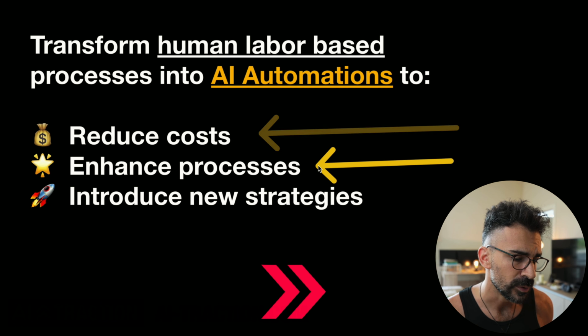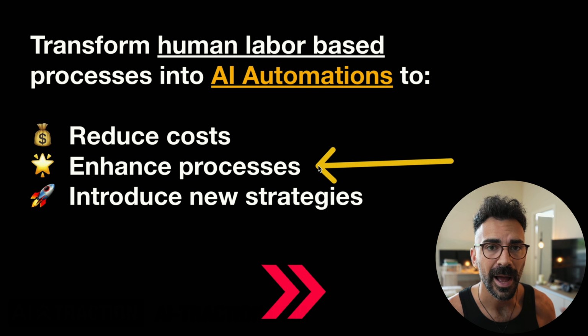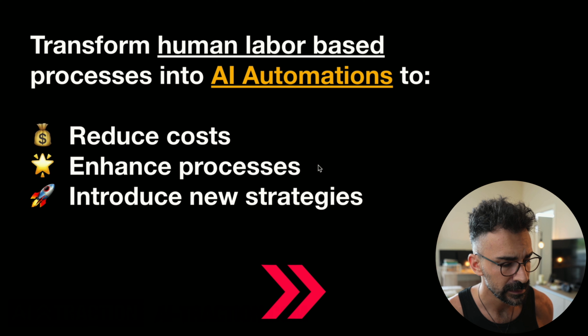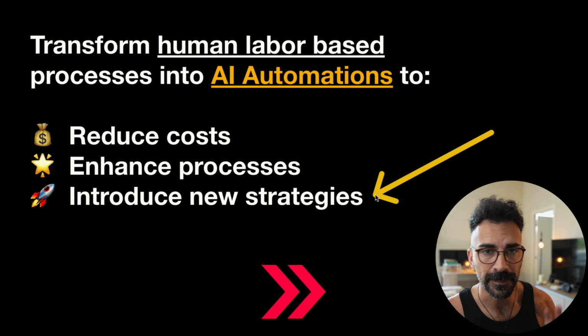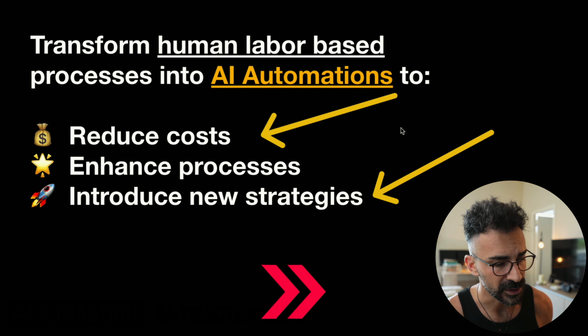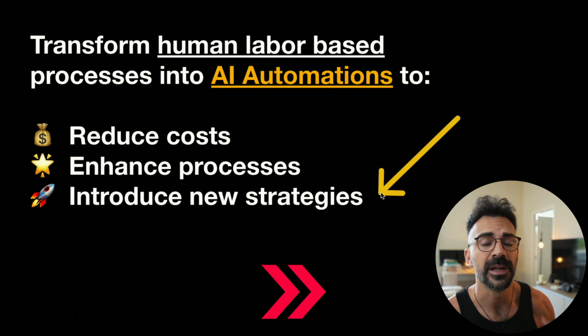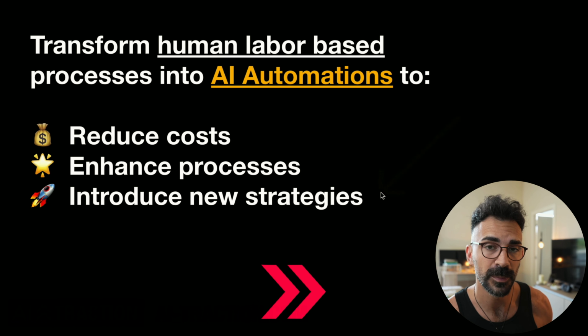When we do this to enhance and to augment processes using AI, you can deliver better quality and improve many different kinds of processes. And therefore, we can also introduce into the business entire new strategies because we combine automation, enhanced processes, and the power of AI, so we can do new things that were not possible even before.